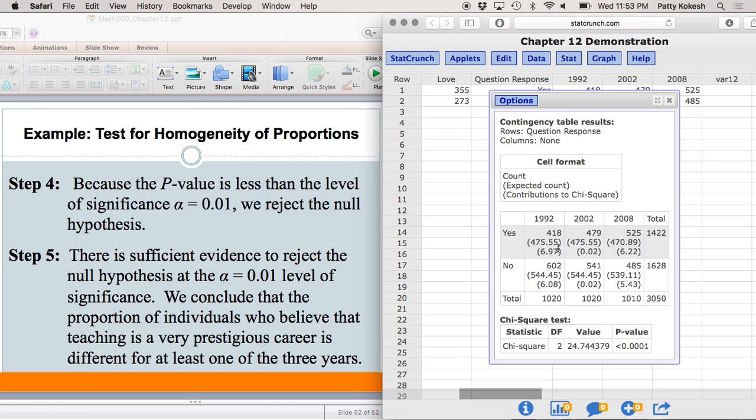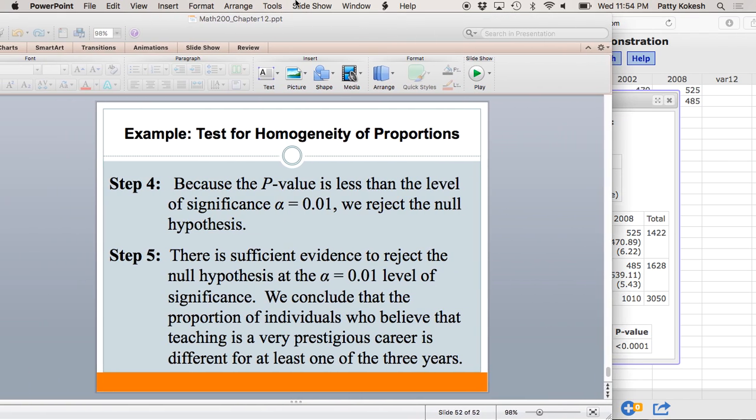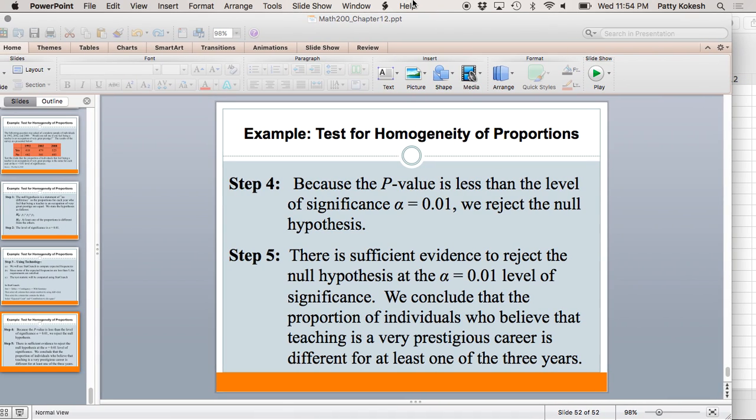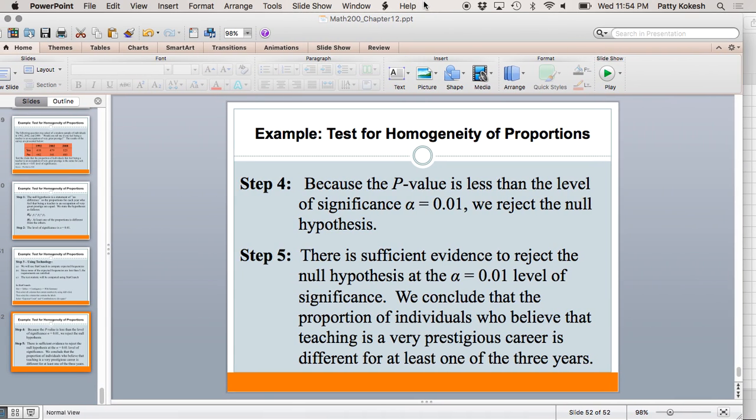If we look at this one, in 1992 we would have expected 475 people to say that yes, teaching was a prestigious career, but only 418 actually did. So in 1992, it wasn't believed, I guess, that teaching was a very prestigious career. But in 2008, we would have only expected 471-ish people to say it, when really 525 agreed with the statement. So we can tell that there is some kind of shift happening, and we can conclude that the proportion of individuals who believe that teaching is a prestigious career is different for at least one of the 3 years.